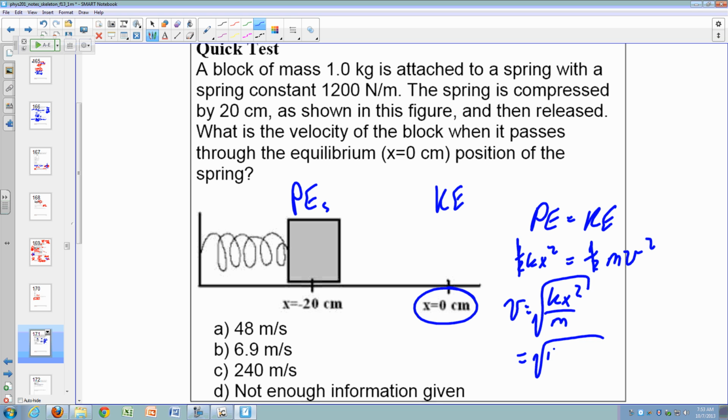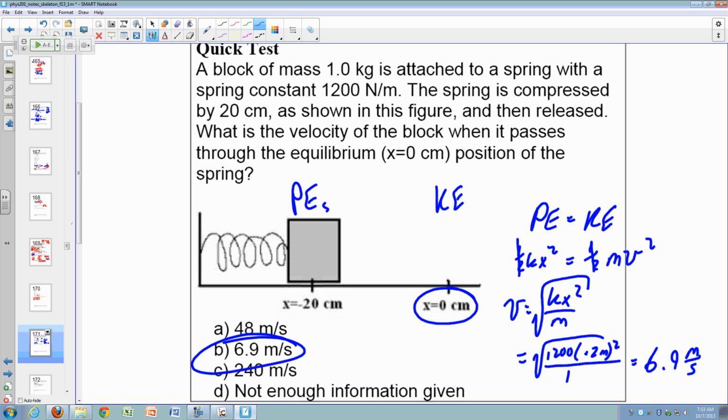K is 1200, x is 0.2 meters squared, divided by the mass, which is 1. Is that 6.9? I think it is. And how do you get 48? You don't square root it. Oh, you don't square root it. Okay, yeah. So 6.9 squared is 48. So if you didn't square root that, you get 48. But it's 6.9 meters per second. All right. That's pretty basic, right?